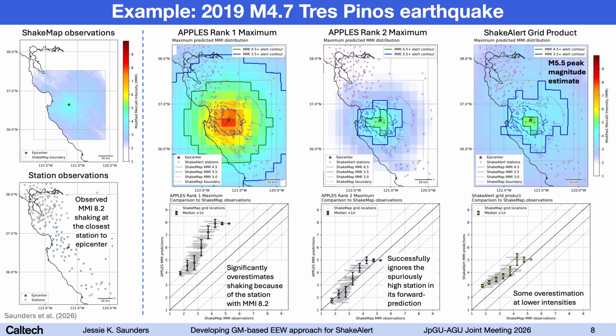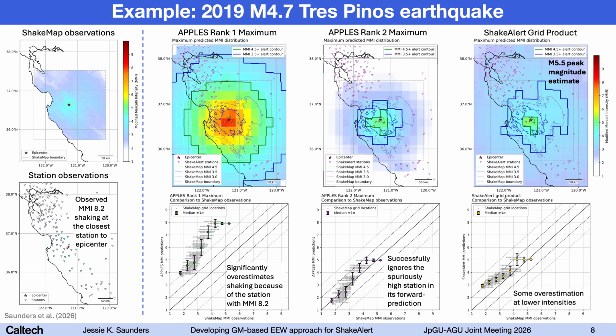The top row shows the maximum estimated intensity distributions from the different early warning approaches, and the bottom row shows the comparisons between the maximum estimated intensities and the corresponding intensities from the ShakeMap. Our original APPLES rank 1 maximum approach has ground motion predictions that are dominated by this single station, which leads to significant overestimation compared to the ShakeMap observations. APPLES rank 2 successfully ignores this station in its forward prediction procedures, which allows it to produce shaking estimates that match well with ShakeMap.